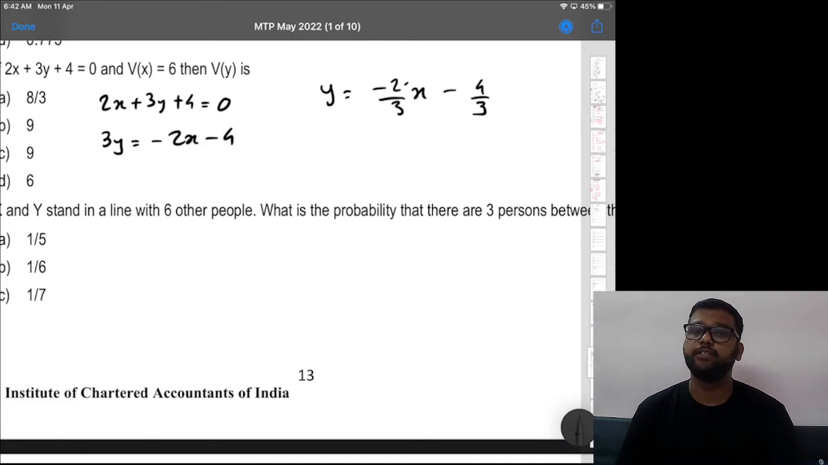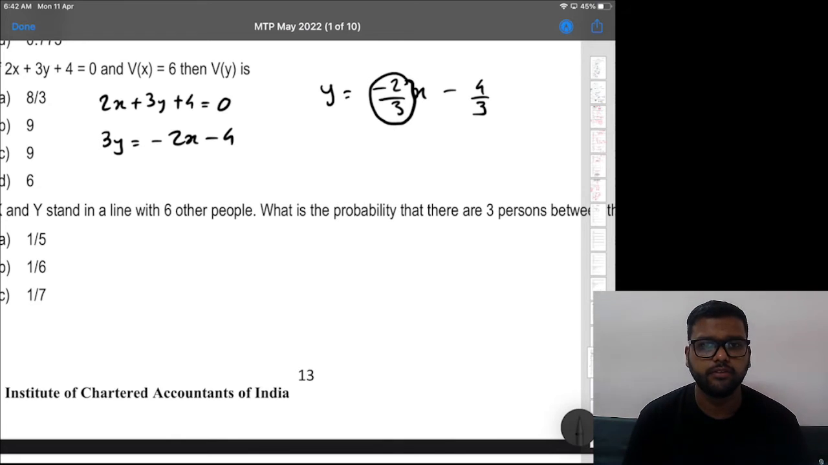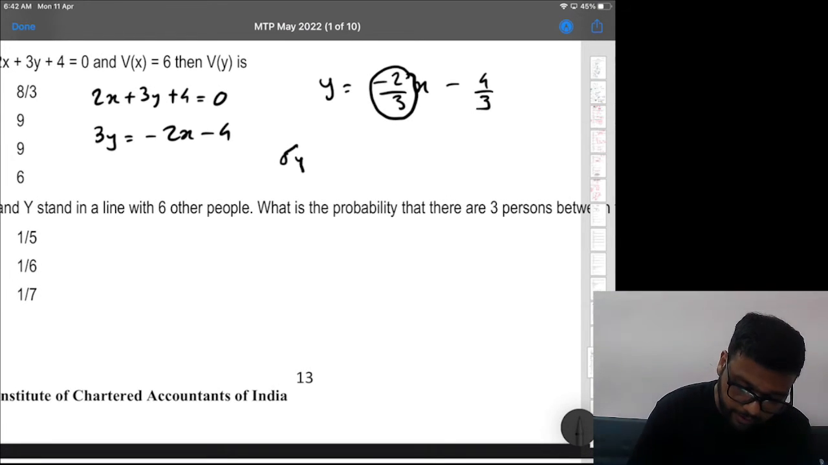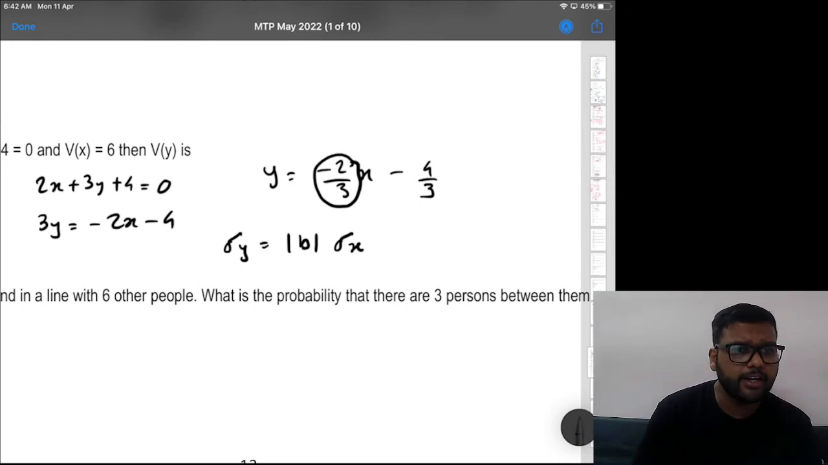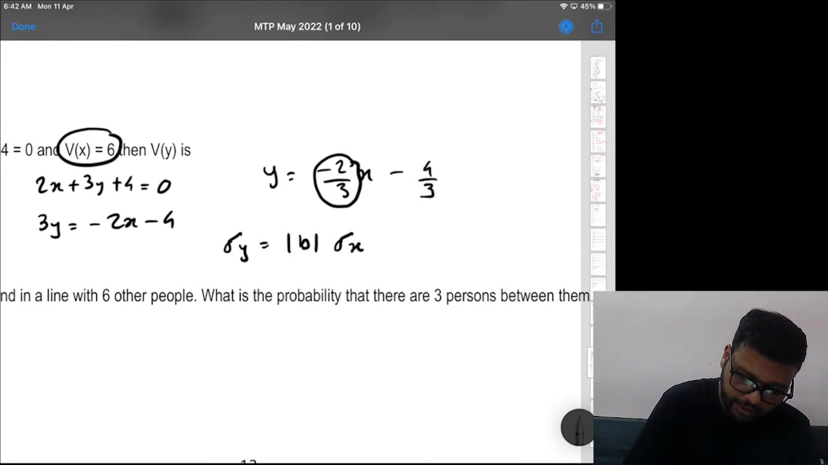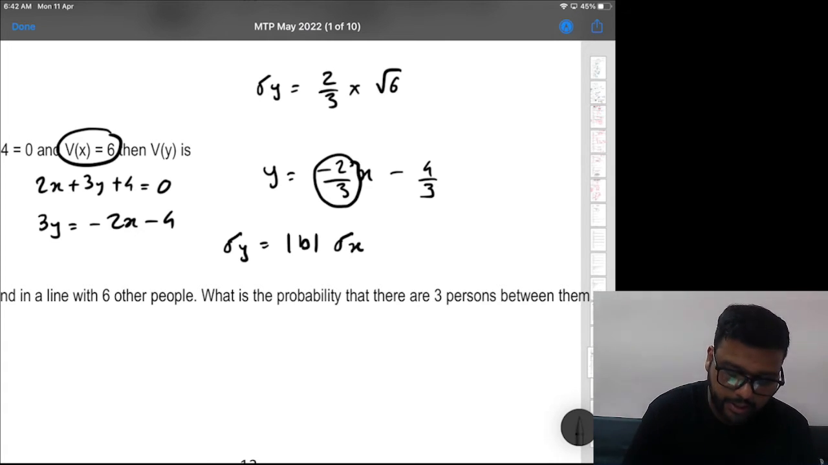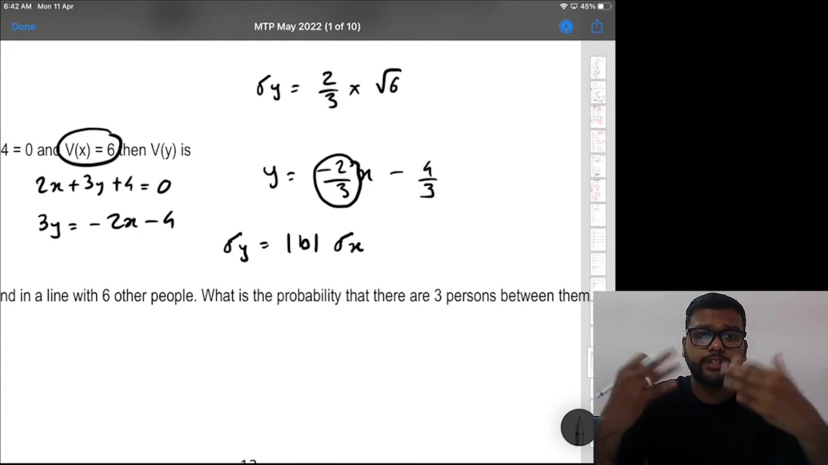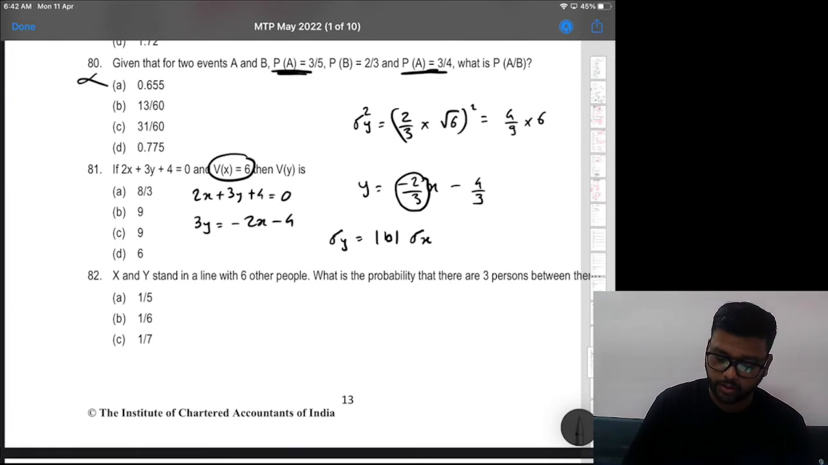Okay. Now understand what is change of scale. This is minus 2 by 3. Now standard deviation of y is positive value of change of scale into standard deviation of x. Concentrate. What is standard deviation of x? Variance of x is 6. That means standard deviation of x is root 6. So standard deviation of y is equal to positive value of change of scale, that is 2 by 3 into root 6. You want variance, so let's square everything. So that is going to be 4 by 9 into 6. So 6 into 4 by 9 is what?